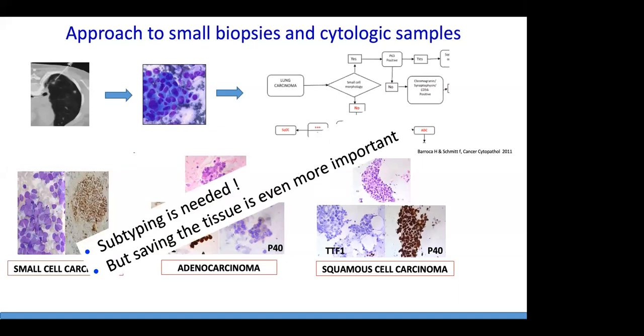But besides subtyping being important, saving tissue for molecular studies at this moment is even more important. So don't waste your small biopsy or small cytology sample doing a large panel of immunohistochemistry. So save this tissue, because this is precious tissue to be studied by molecular testing that can drive the treatment of this patient.